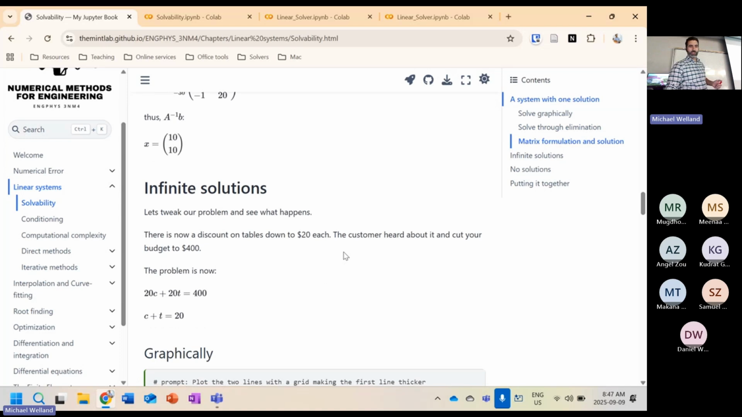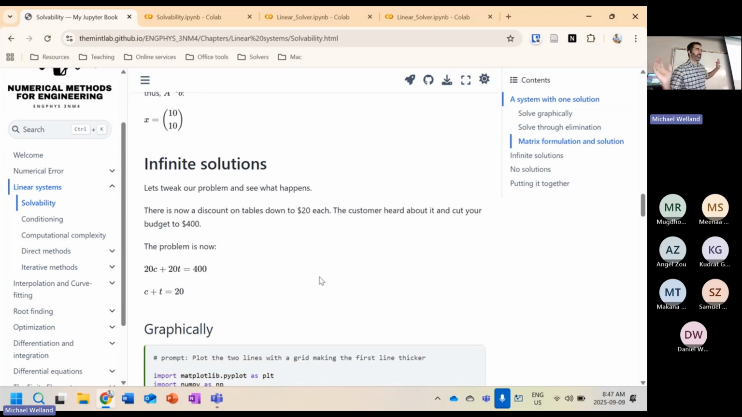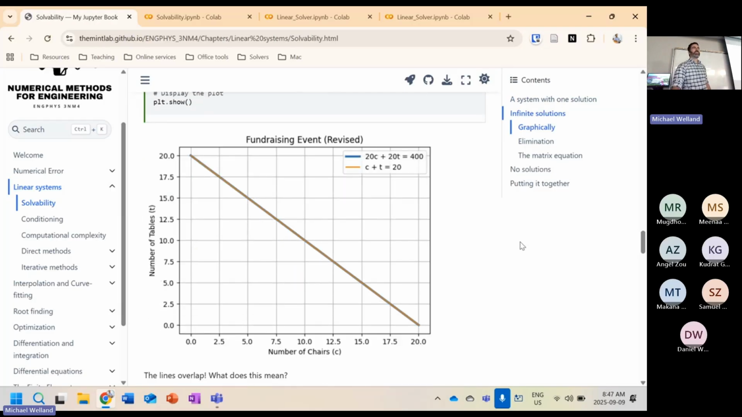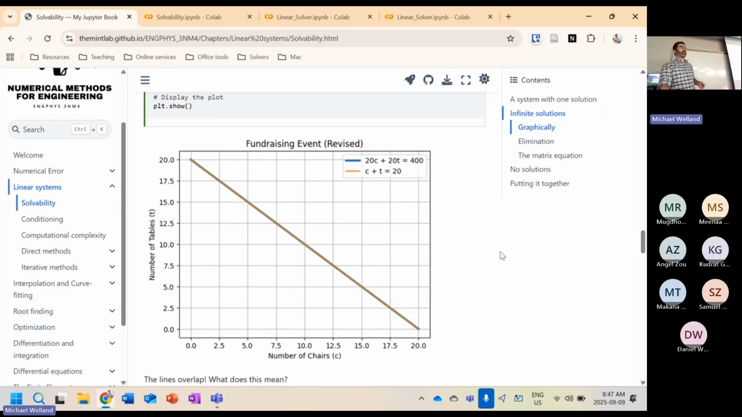Okay. So you go like that. Again, plot it. What you're going to find when you plot is this guy, right? This, of course, means infinite solutions, right? For every number of chairs, there is a number of tables that will satisfy your constraints. So if we had, say, one chair, that would mean we would need 19 tables, right? 20 times 1 plus 19 times 20 is 400, right?